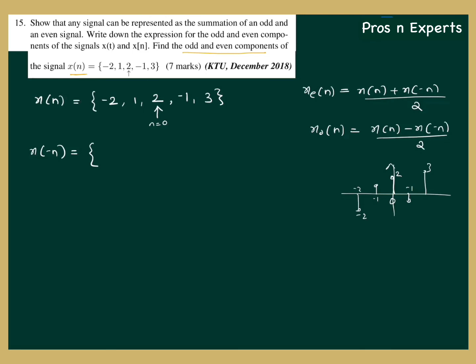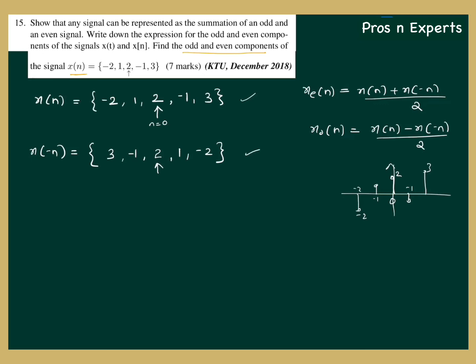Now what is x of minus n? You just flip or fold the signal about the y-axis. So the sample at n equal to 0, that is 2, remains there itself, and the other samples, minus 1 goes to this position, 3 goes to this position. Eventually 1 at n equal to minus 1 goes to this position at n equal to 1, and minus 2 at n equal to minus 2 goes to this position at n equal to 2. So I can complete it as minus 1, 3, then 1, minus 2. So this is x of minus n. So we got x of n and x of minus n.